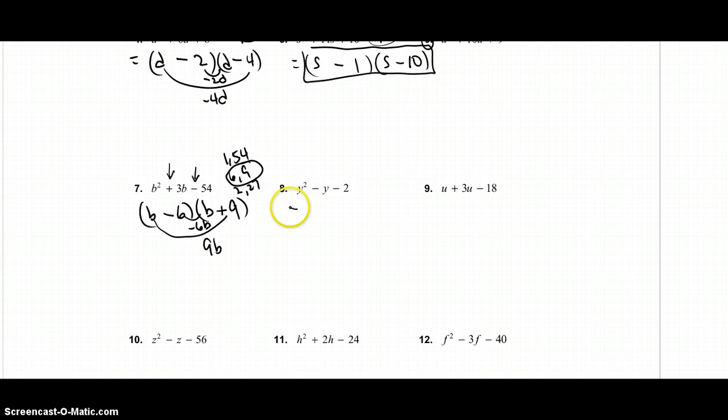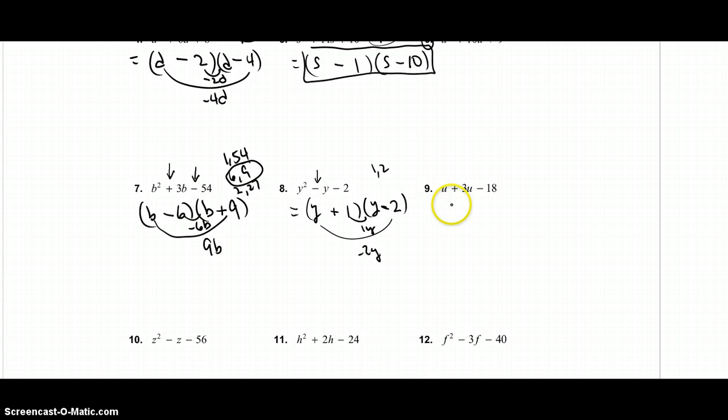Let's try that again. So we have y times y. What times what is 2? There's really only one option, 1 and 2. I need a negative 2, so one of these needs to be negative. Okay, so the question is which one is negative? When I add them together, I need a negative 1. So I need my bigger number to be negative, and the smaller number 1 will be positive. Check it out. Negative 2y and positive 1y makes negative 1.